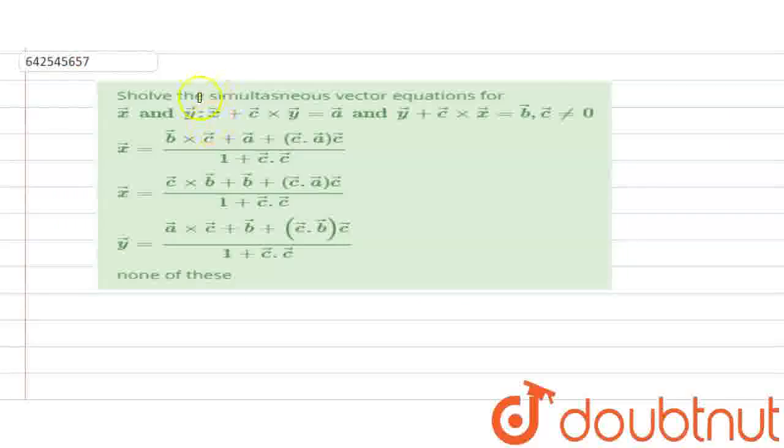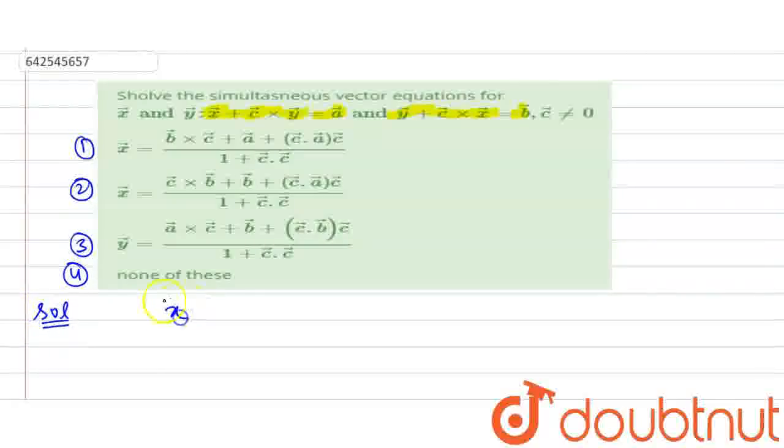Hello everyone. Solve the simultaneous vector equations for x vector and y vector. X vector plus c vector cross y vector is equal to a vector, and y vector plus c vector cross x vector is equal to b vector. The following options are given to us: option first, option second, option 3 and option 4. So first of all we will solve, and then we will mark the answer.